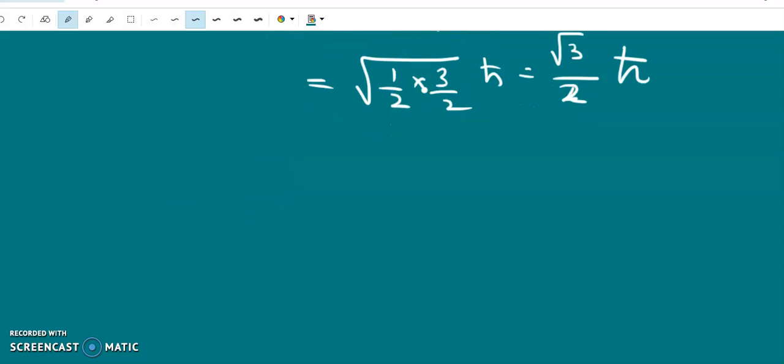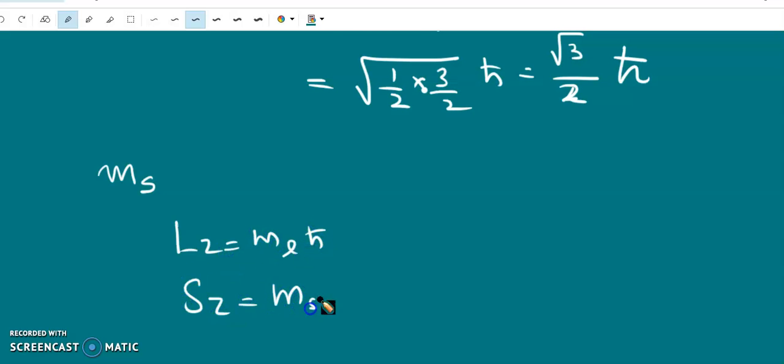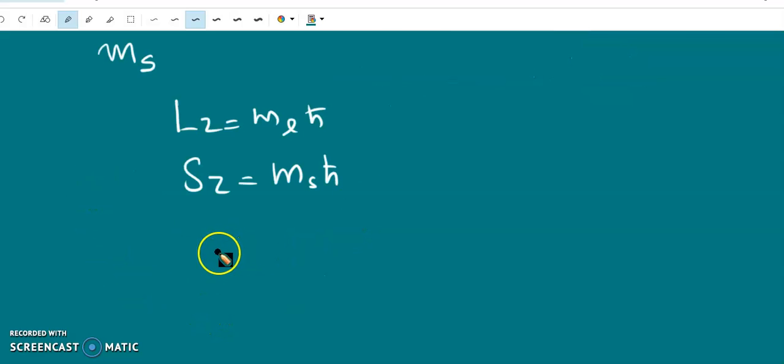Now the space quantization of spin is described by a quantum number ms. Just like the orbital angular momentum has ml, here it is ms. Here Lz is equal to ml times h cross, and here Sz is equal to ms times h cross. So the direction quantization of the spin angular momentum is specified by this ms, and ms can have values from minus s to plus s.